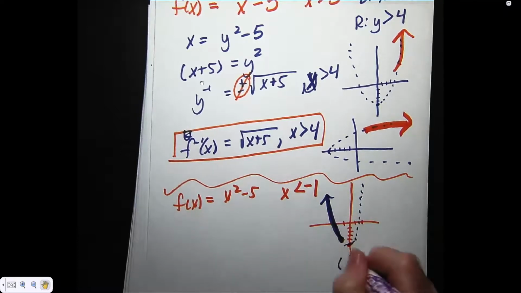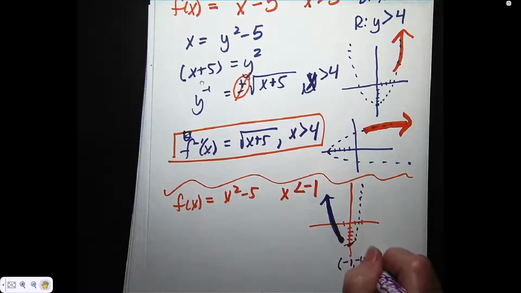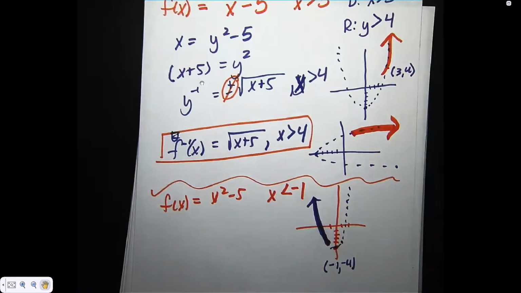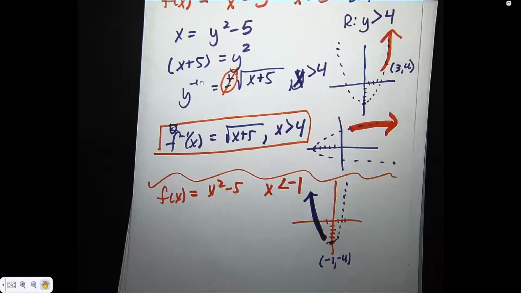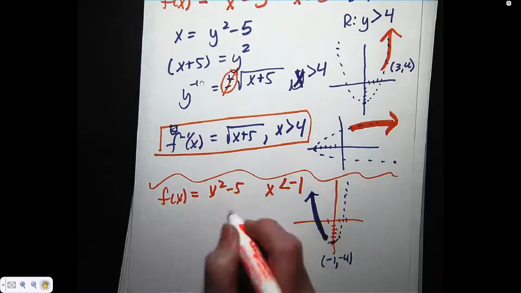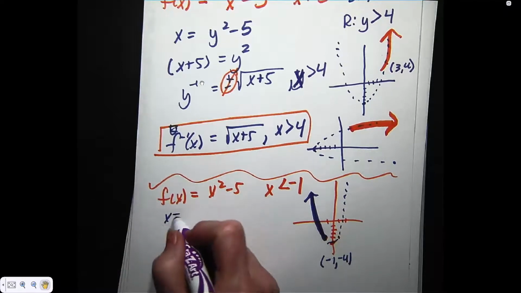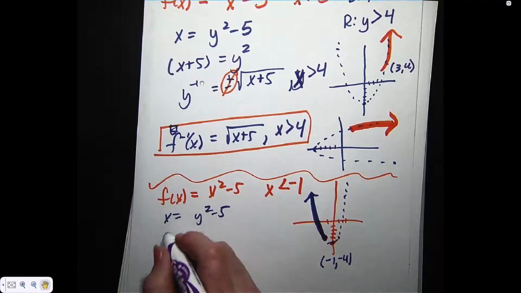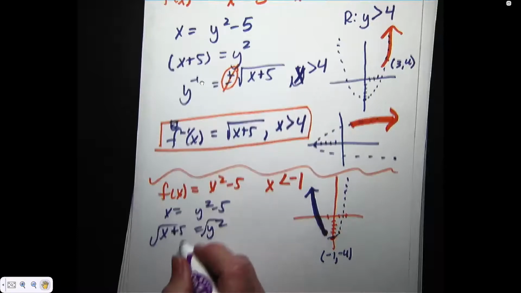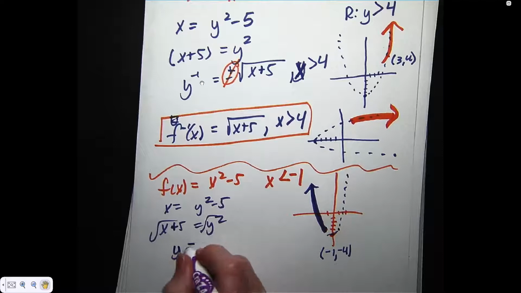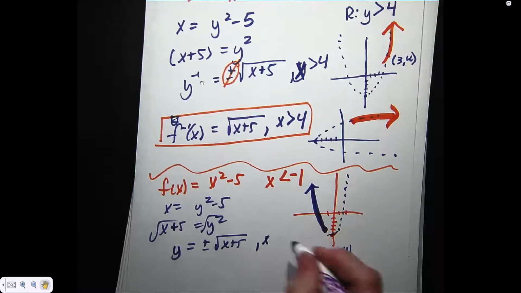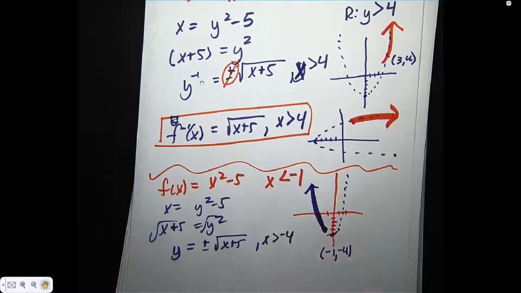So this says I've got the point -1, -4, just like this one has the point +3, +4. Okay, so now if I do the problem, we're going to change x and y. So x is equal to y squared minus 5. X plus 5 equals y squared. Square root both parts, and you get y is equal to plus or minus the square root of x plus 5 for x is greater than -4.